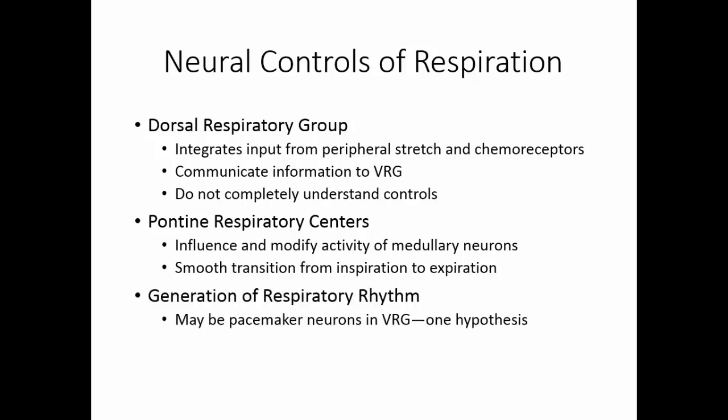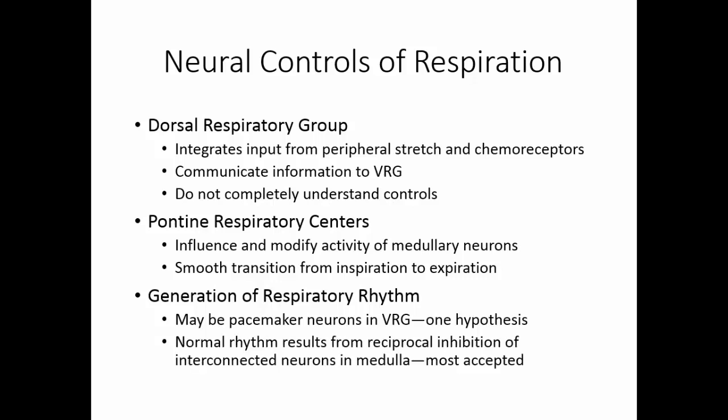There may be some pacemaker neurons in the ventral respiratory group. At least that's one hypothesis for how we generate a rhythm. The most widely accepted hypothesis is that normal rhythm results from the reciprocal inhibition of those interconnected neurons in the medulla. That is, the inspiratory neurons cause the muscles to contract, and then the expiratory neurons inhibit the inspiratory neurons.